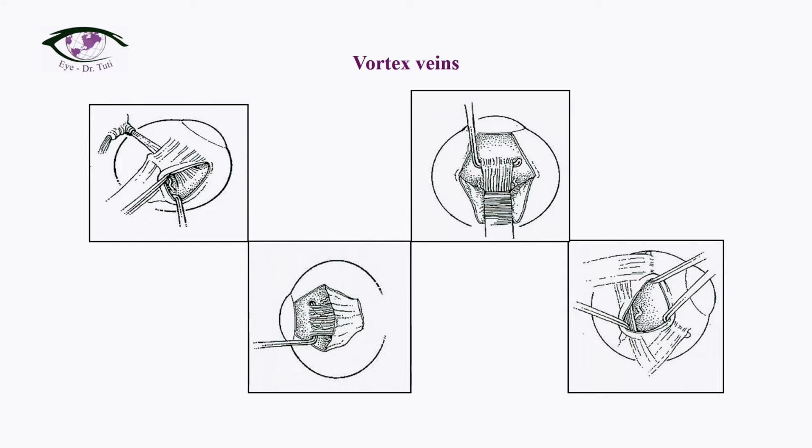That's why you have to be very attentive when you do surgery on the inferior oblique muscle. You have to think about the vortex vein, especially when you hook the muscle or make a resection or recession, or in general cut the muscle.